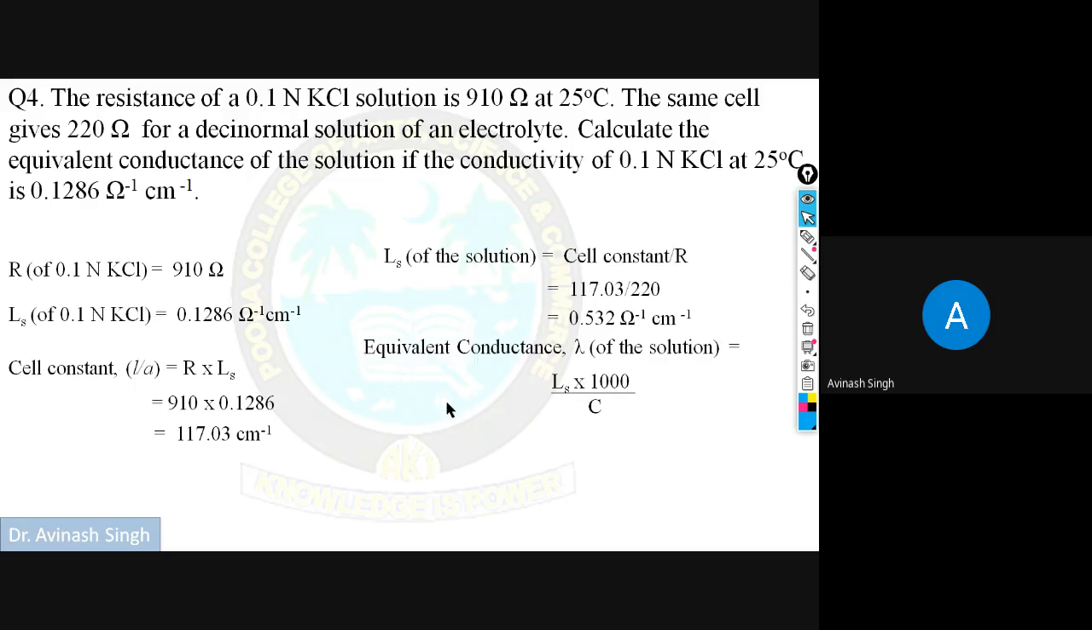Then we have to find out the equivalent conductance, which is Ls into 1000 divided by C. C is decinormal, so we'll substitute the value of Ls as this. 1000 comes here, C will be 0.1. Solving this equation, the answer is 5.32 ohm inverse centimeter square gram equivalent inverse.